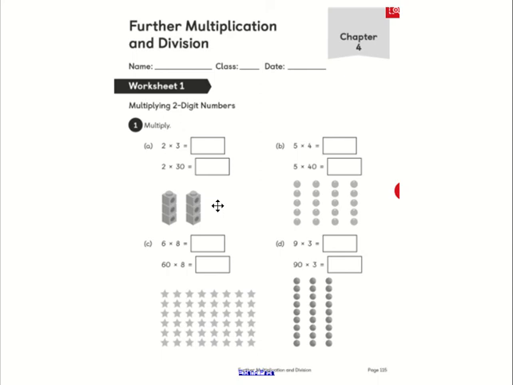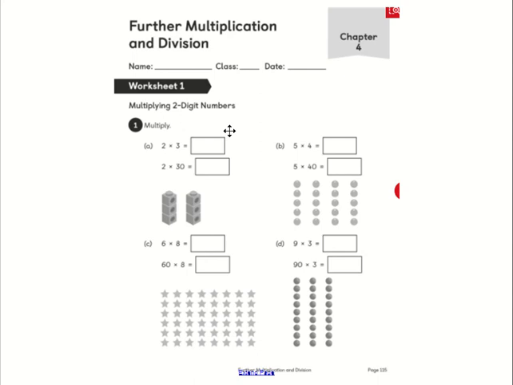So if we have a look at the first one together, it should be 2 times 3. So I can see here that I've got 3 cubes and I've got 2 lots of 3 cubes. Let's count how many cubes I've got all together. 1, 2, 3, 4, 5, 6. But hold on a second, I could do that a quicker way. I could work out 2 times 3 by using my 3 times table. So your answer for the first question will be 6.